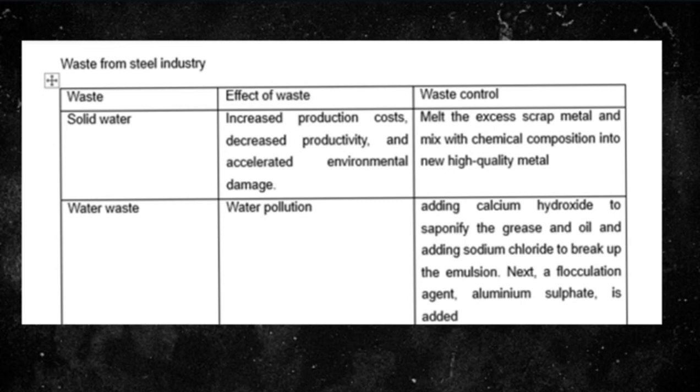Second, the effect of water waste is water pollution. For the control, adding calcium hydroxide to saponify the grease and oil and adding sodium chloride to break up the emulsion. Next, a flocculation agent, aluminium sulfate, is added.